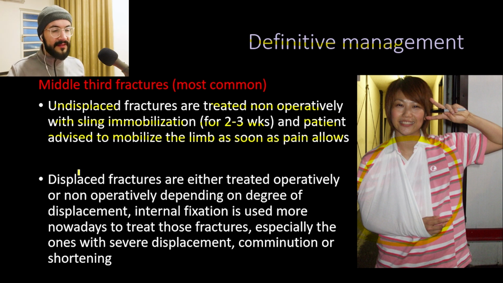Now, regarding the displaced middle third fractures, they are either treated operatively or non-operatively, depending on the degree of displacement. And internal fixation is used more nowadays to treat those fractures, especially the ones with severe displacement, comminution, or shortening. So the idea of the operative treatment is that we first reduce the fracture and then we internally fixate the fracture by either plates and screws or by some type of a screw or an intramedullary device.